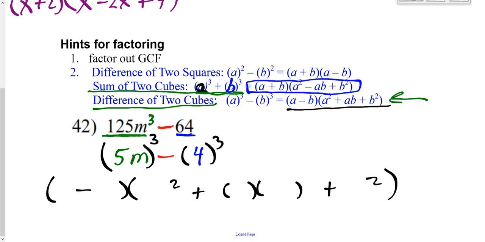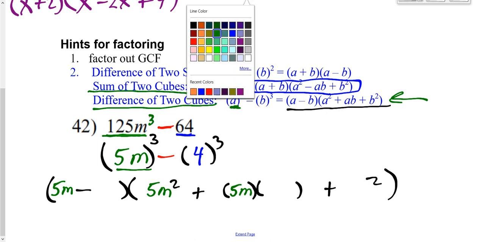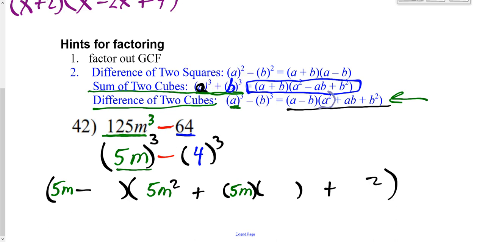And your a right here is what's in the beginning that's being cubed. Well, that's our 5m. So I'm going to put a 5m for each one of those a's. The only thing you have to be concerned about is this part right here. That squaring applies to the whole a, so I need to have this extra set of parentheses here.